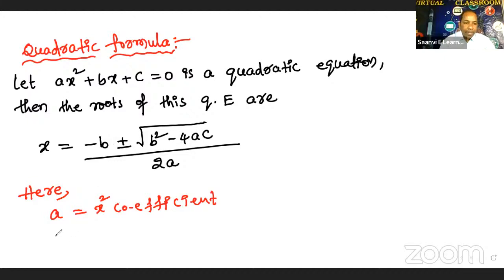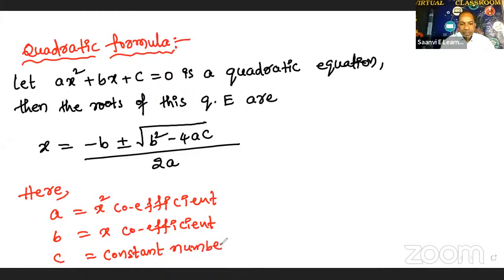And next B is there. So what is B in the quadratic equation? x coefficient, no? So B means x coefficient. And also in the formula, C is there. So what is C in the quadratic equation ax square plus bx plus c is equal to 0? C is the constant number. Okay, C means constant number.